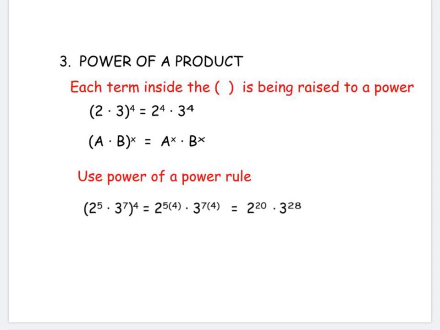The product of a power. So if you have a multiplication problem, a product inside of parentheses, and that product is being raised to a power, I can take each individual part of the product and raise it to the power before I multiply it together. So for example, 2 times 3 to the 4th power is the same thing as saying 2 to the 4th power times 3 to the 4th power.